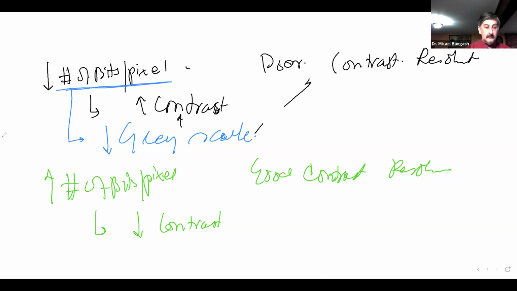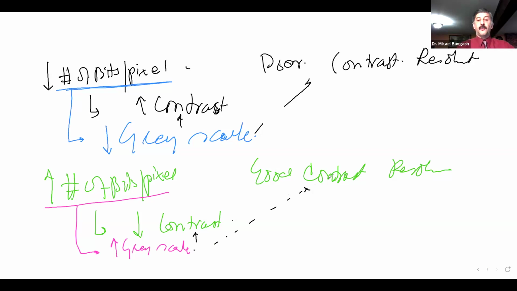Whereas likewise, a great number of bits per pixel will give you what we can call a great grayscale. You should be able to link that to there being a lesser contrast, or that the picture as a whole will have a better contrast resolution.